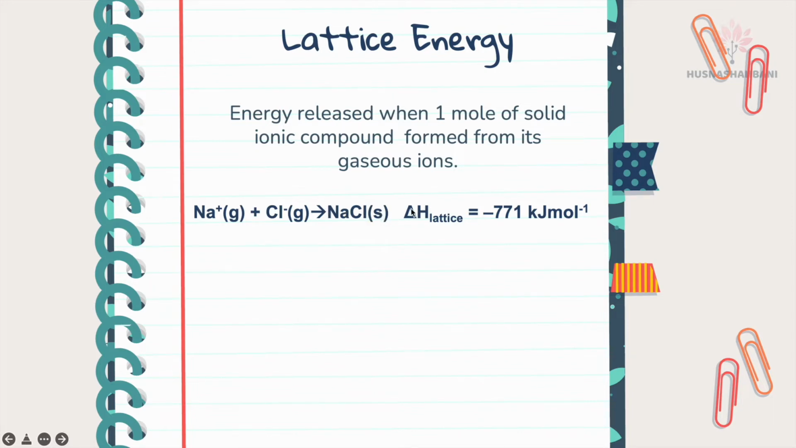So that's what we call delta H lattice, energy released when 1 mole of solid ionic compound is formed from its gaseous ions. So delta H lattice is negative because energy is released. So it is exothermic, negative sign, 771 kilojoule per mole, because here the product is 1 mole of solid.